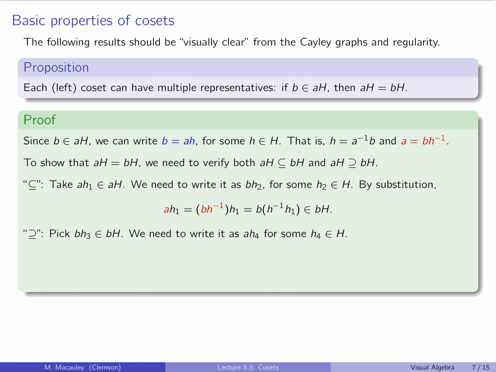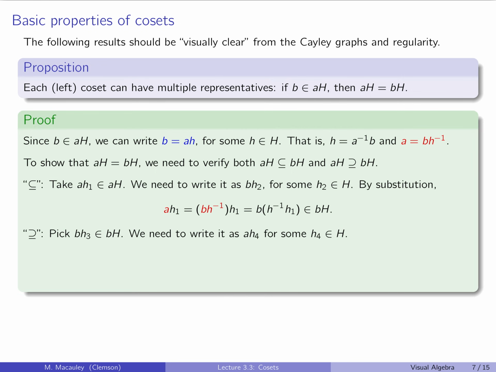The converse is similar. Let's now pick an element in bH. Let's call it b h3, because that's the definition of what this coset is. Now we need to show it's in aH, so we have to write it as a times some other element in H. Let's call that h4. It might be the same as h3 or h2, but we can't guarantee that.